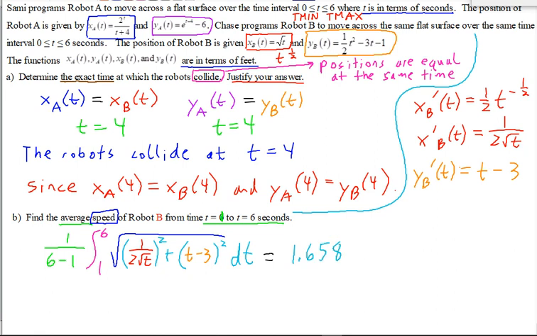And here we actually have units for speed. Notice units for position are feet, units for time are seconds. So speed is the same units as velocity would be, it's just never negative. So it would be feet per second, would be the average speed of robot B.